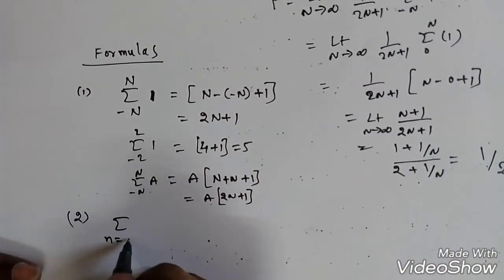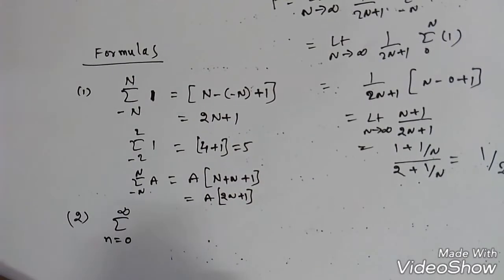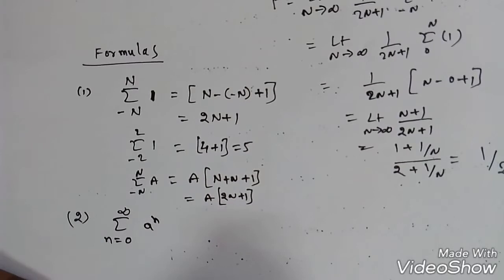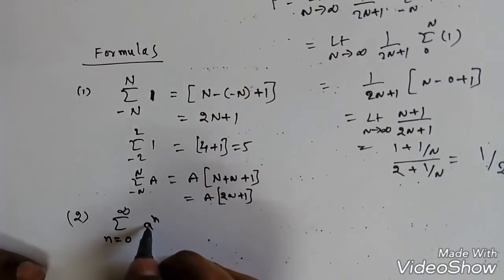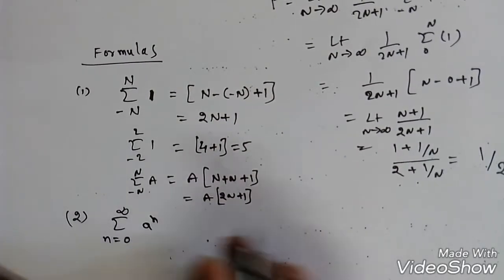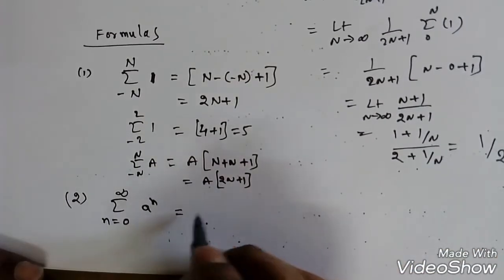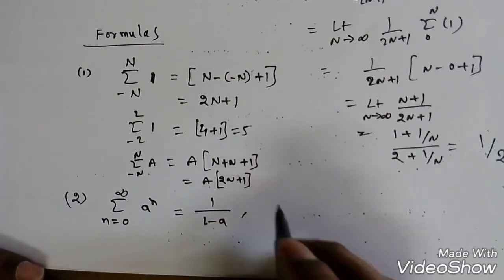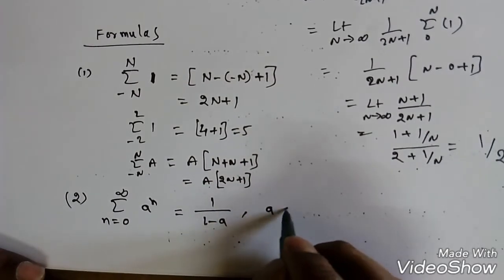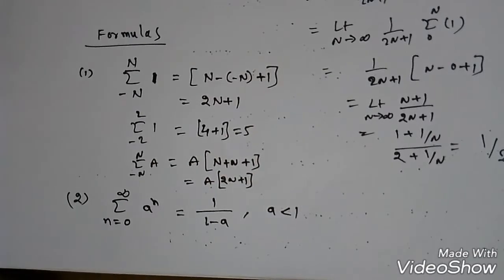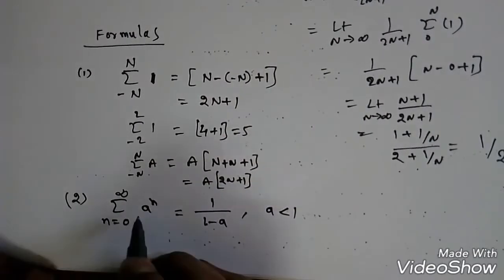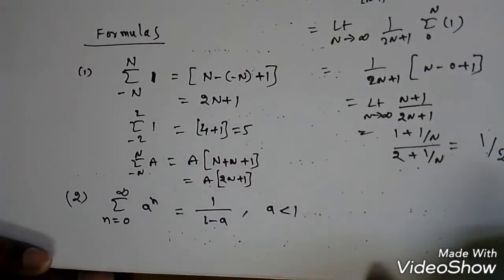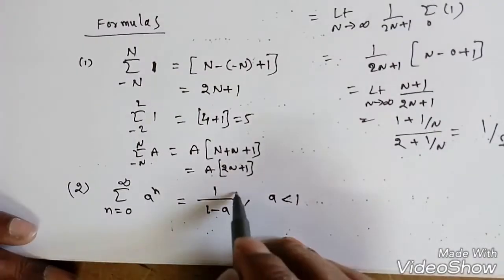Second formula: sigma n is equal to 0 to infinity, and suppose a power n is there, so depending on a, we will get the values. If a is less than 1, it will be 1 by 1 minus a. The condition here is a less than 1. So if n equal to 0 to infinity of a power n is equal to 1 by 1 minus a, it is satisfied only if a is less than 1.